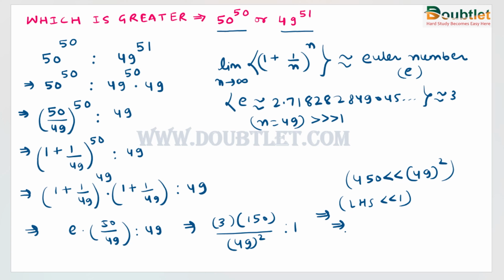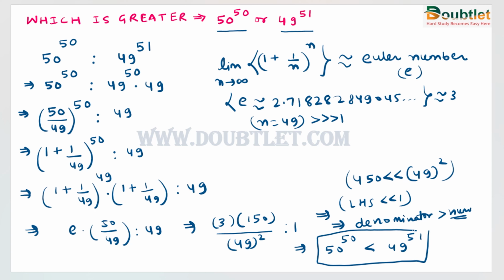Then we can say that the denominator is greater than the numerator. So from here we can say that 50 to the power 50 is less than 49 to the power 51. So this is the correct approach to solve this problem by a mathematical concept. This is the answer.